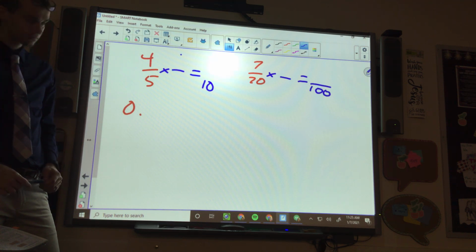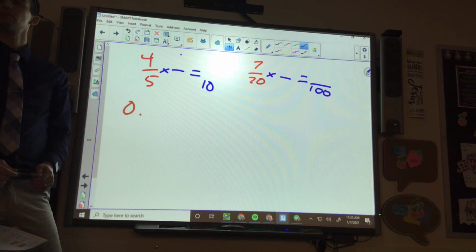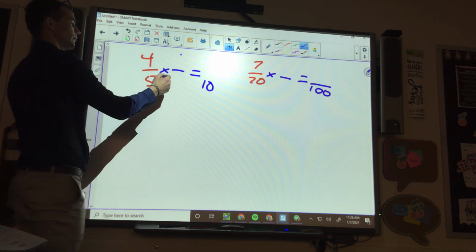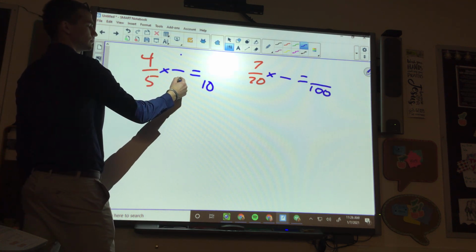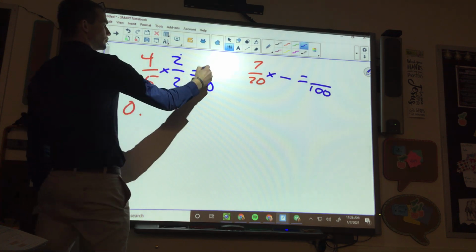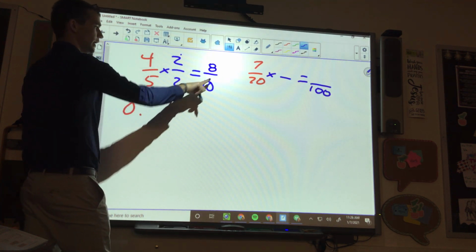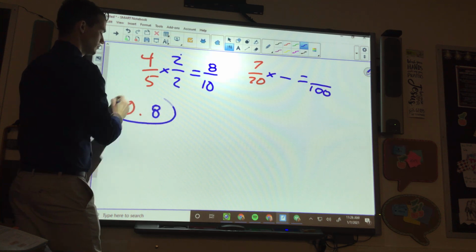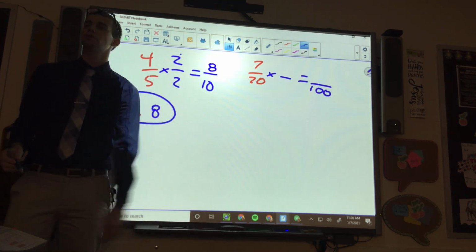I got the first one. It is 0.8. Yes, 0.8. You multiply by what? Multiply by 2. Not just 2, 2 over 2. 2 over 2 becomes 8 over 10. 8 tenths is 0.8. All right, second one.